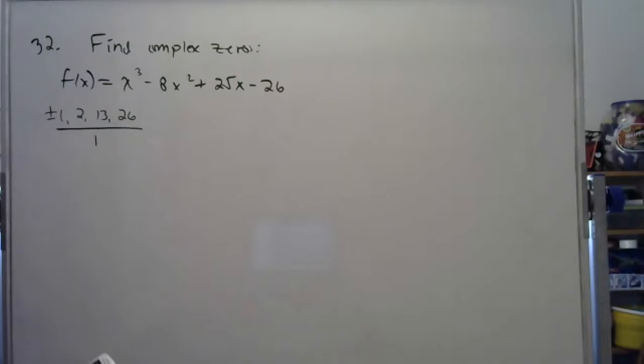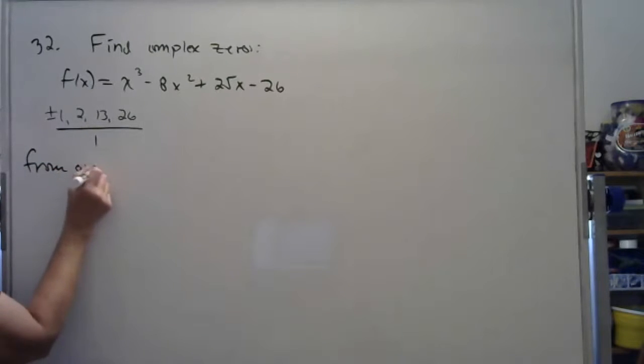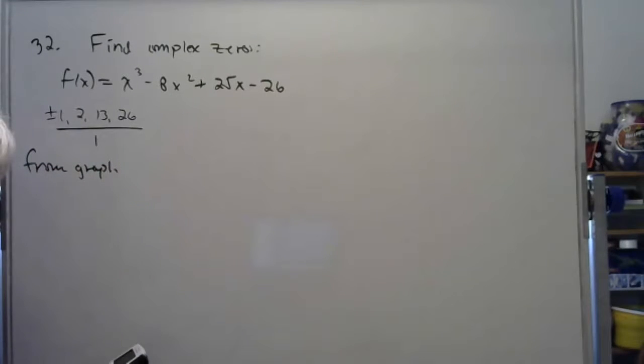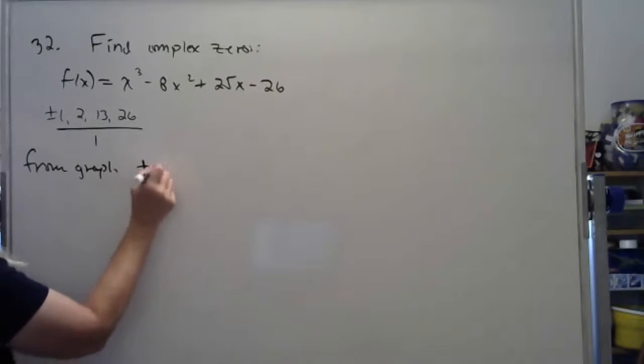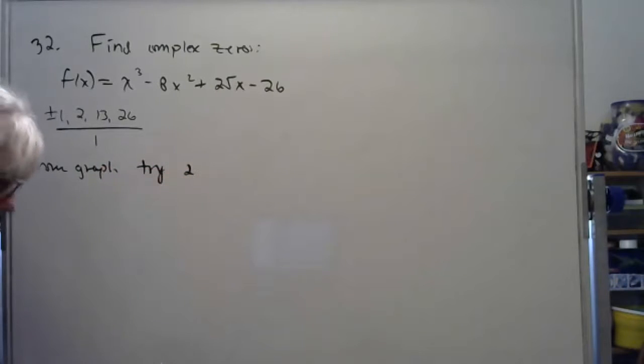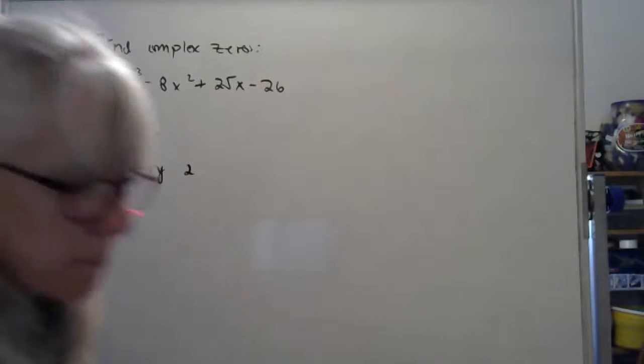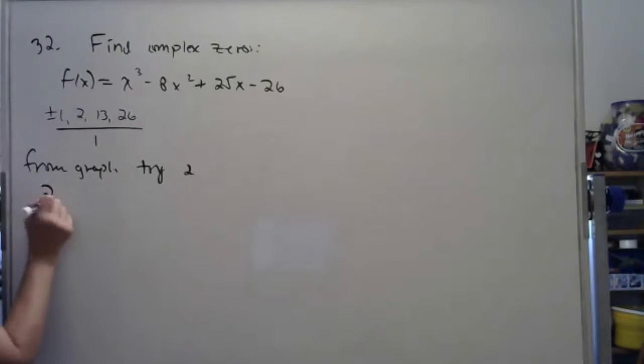In other words, yeah, we're going to graph it. That's exactly what I'm doing. So I'm graphing it right now because I didn't get that done. Plus 25x minus 26. That's not good. Okay, and graph. And so from the graph, on our calculator, we're going to come in and try positive 2. Okay, so that means we're going to try that in our synthetic division.